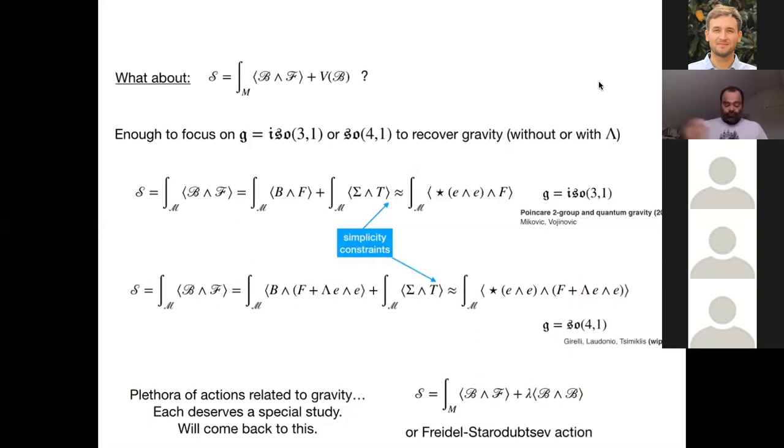So for gravity purposes, maybe first it's enough to focus on these guys. And then, of course, we can look at this type of action, maybe the action by Laurent and Artem. There is much more work to do. Okay, so the secret is that there is this hidden two gauge theory in the BF theories.